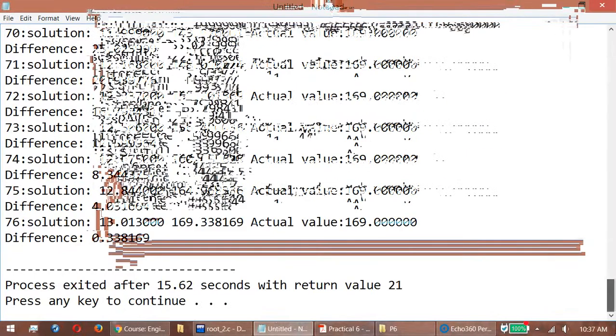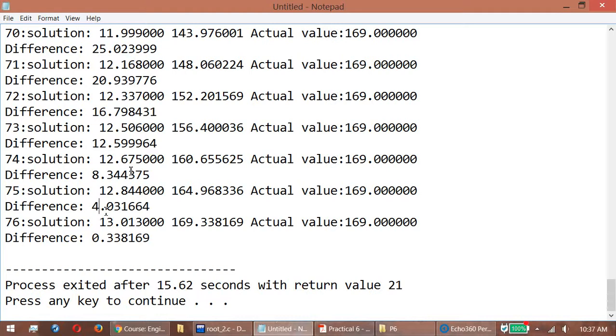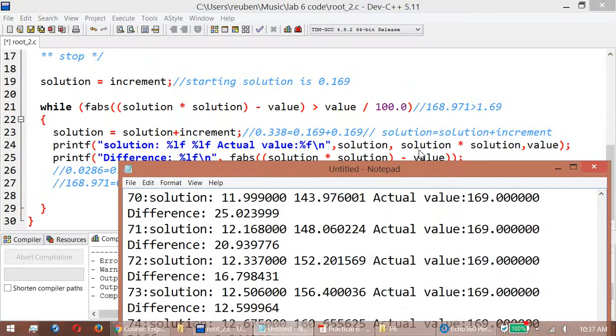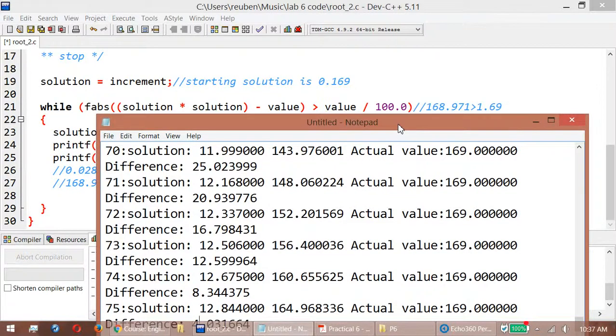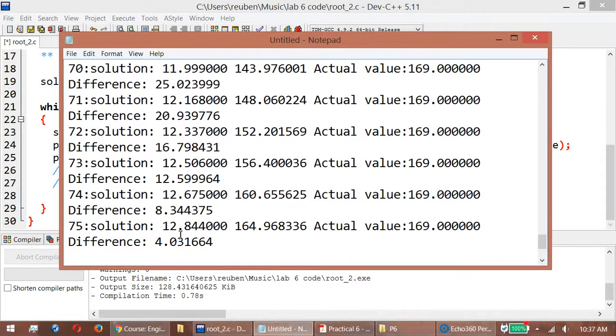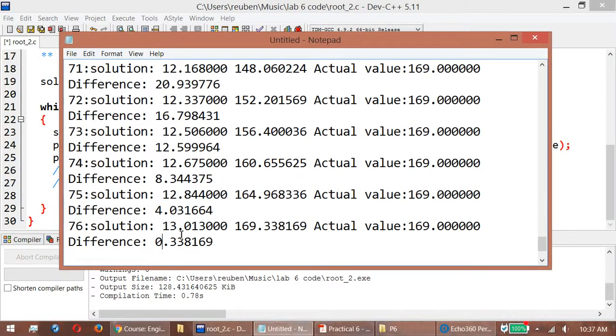See the second last, the difference is 4. Okay, 4 is actually bigger than the 1%. Remember, 1% of 169 is 1.69. So 4 is definitely higher. On the next iteration, we found the guess is 13.01.